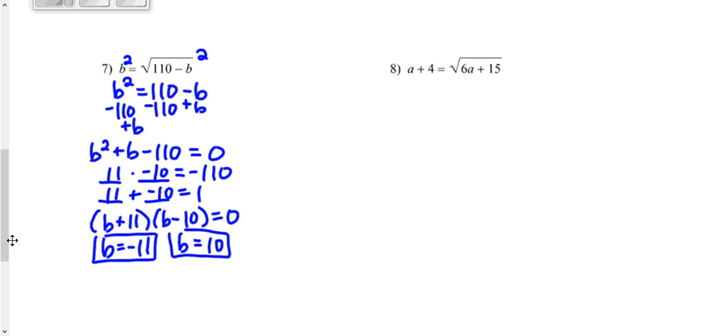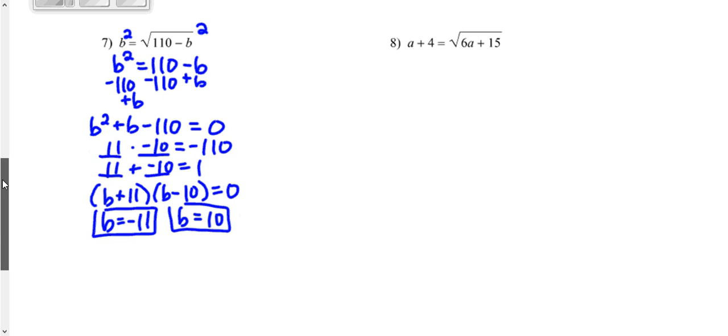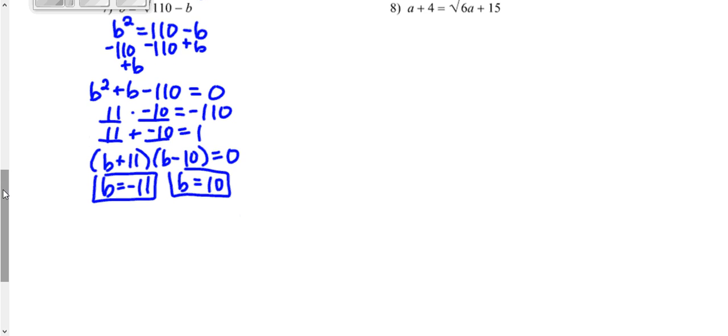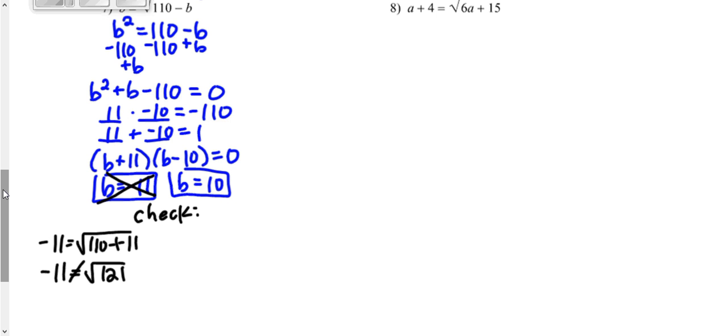Let's check those two answers, plugging them back into the original equation. Starting with negative 11, that would be negative 11 equals the square root of 110 minus a negative 11, which would be plus. So negative 11 equals the square root of 121. That's actually a false statement. The square root of 121 is positive 11, so we need to throw out that answer.